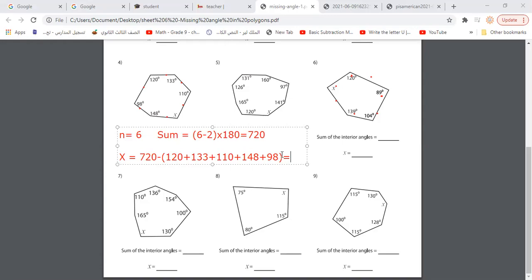I'm calculating the answer. Okay, anyone calculated? It will be 111. Right, Tala? It's very good.